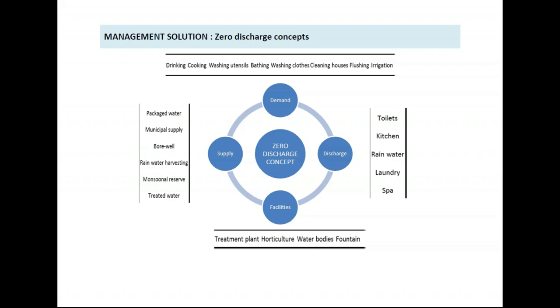And on the demand side, that is our consumption, we have drinking, cooking, washing utensils, bathing, washing clothes, cleaning houses, flushing, and irrigation. So if we meet our demand through our available resources with proper treatment and proper distribution system, then we can completely install a zero discharge system.